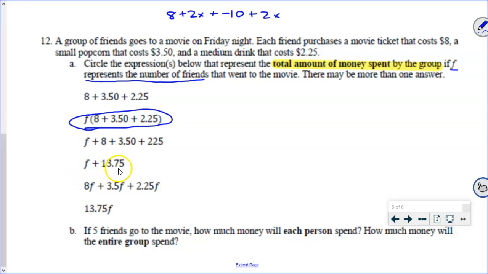F plus 13.75. Is that one going to work? Jaden? Why? Yeah, it's just like the one above it, except it's added all of those numbers to give us a 13.75, right? So we're not going to take the cost and add the friends to the cost. How about this one? Is this one going to work? Let's go Maverick. Why?